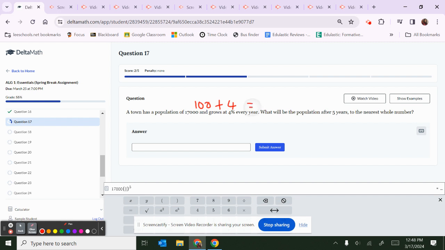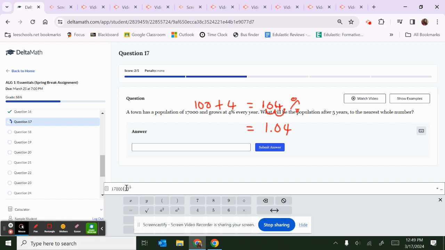To 100, that will give me 104%, all right? Because 100 plus a number is 100 and that number. I'm going to assume that there's a point right here and move it two times to the left. So again, if you don't see a point, assume that there's a point at the end. So this will be 1.04. Okay, so let's plug that in our calculator, guys.